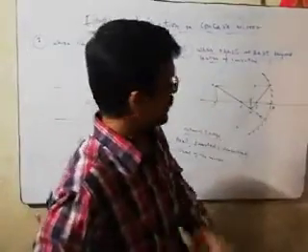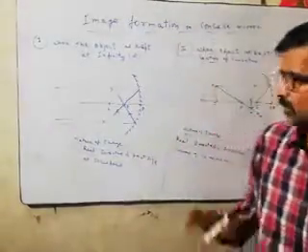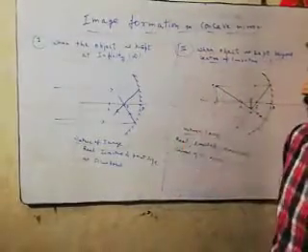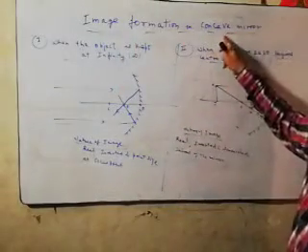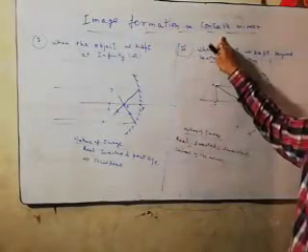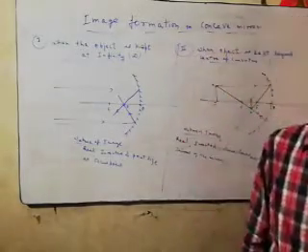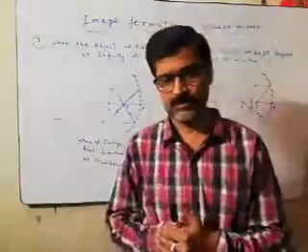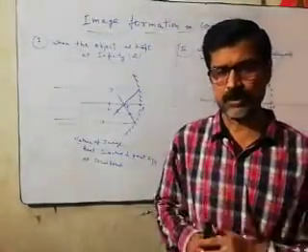So all of you just note down this, and then we will go through other 2 points. 6 points are there, 6 types of image formation in concave mirror case, and 2 types of image formation in convex mirror case. Okay, so 6 and 2 is 8, we have to learn.